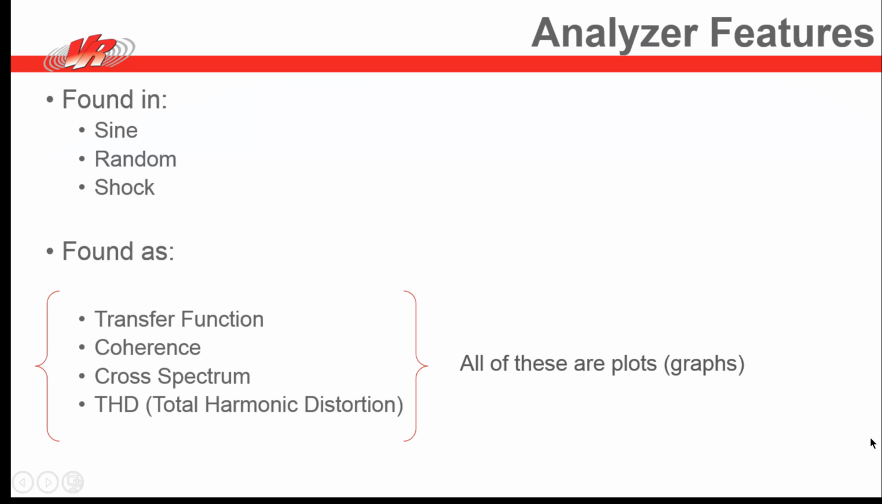If we take a look at the analyzer features, you're going to find them available in the sine, random, and shock test modules. And what you're going to find is that these are special plots or special graphs that are available to you. Those 4 particular graphs and plots are the transfer function, the coherence plot, the cross spectrum plot, and the total harmonic distortion plot.